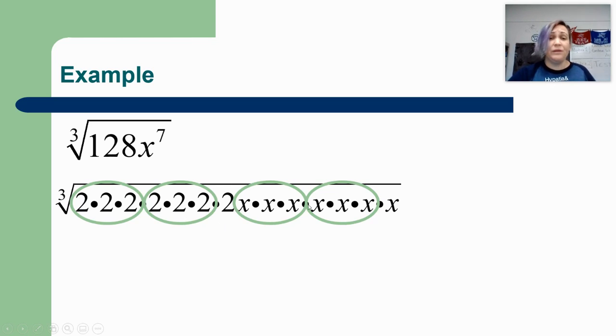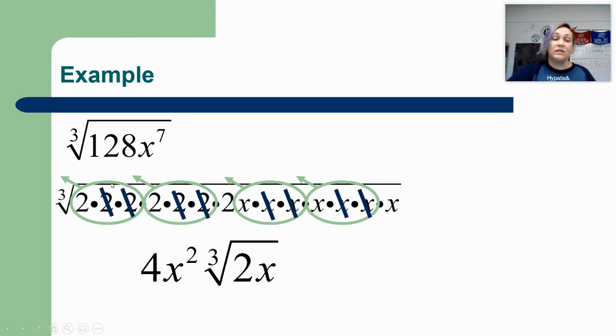And then the same thing happened with my letter X's. I had 3 X's, I had 3 more X's, and I had a leftover 1. From each circle, one of them will get out of the radical sign. So a 2 and another 2 and an X and another X. And everything else that was circled, you cross out. Those are no longer part of the problem. And anything that's not in a circle stays underneath the radical.